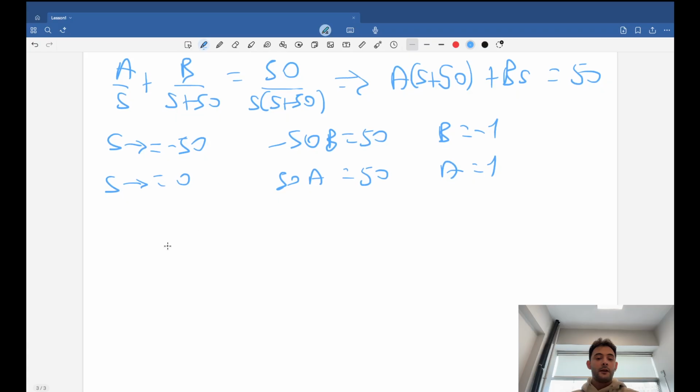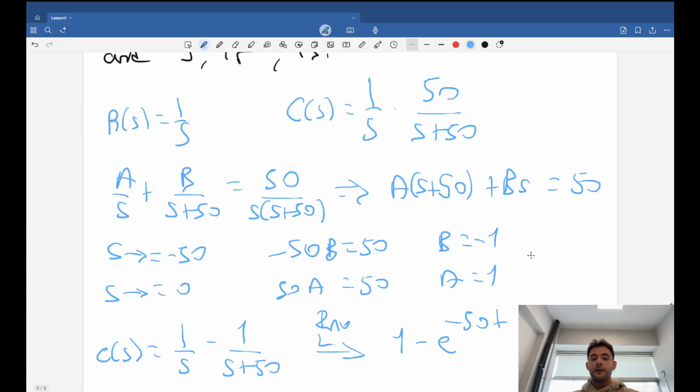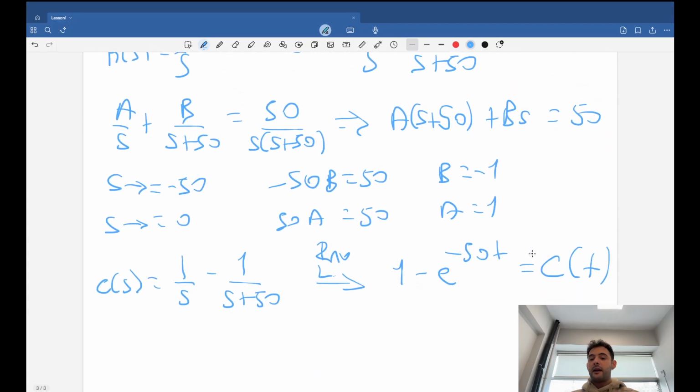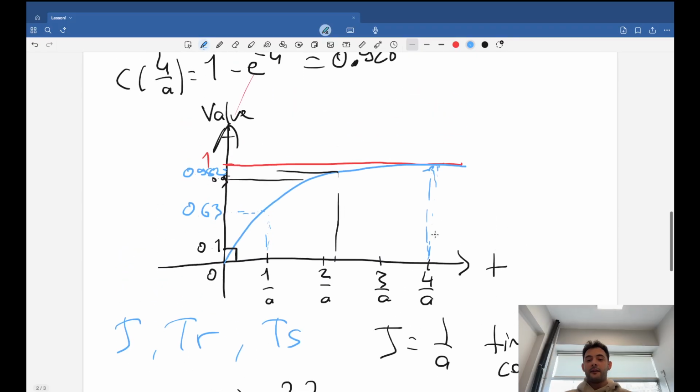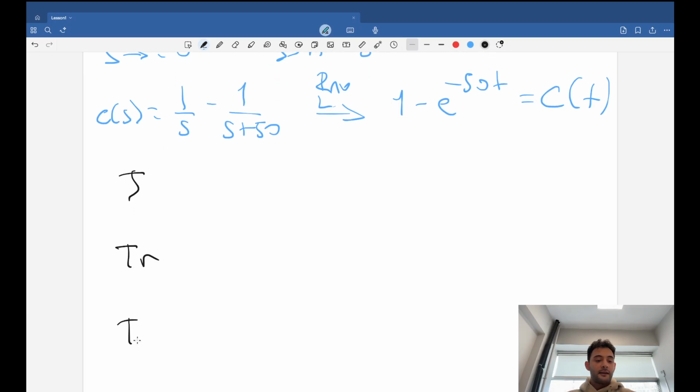That's so simple. So C(s) is going to be 1 over s minus 1 over s plus 50. In terms of inverse Laplace, this is 1 minus e to the power of minus 50t, right? This is c(t). All right, that was this simple. I don't need to write down or draw the graph because it will be the same as this graph. You can draw it by yourself. I will just find out what the time constant, the settling time, and the rise time are.